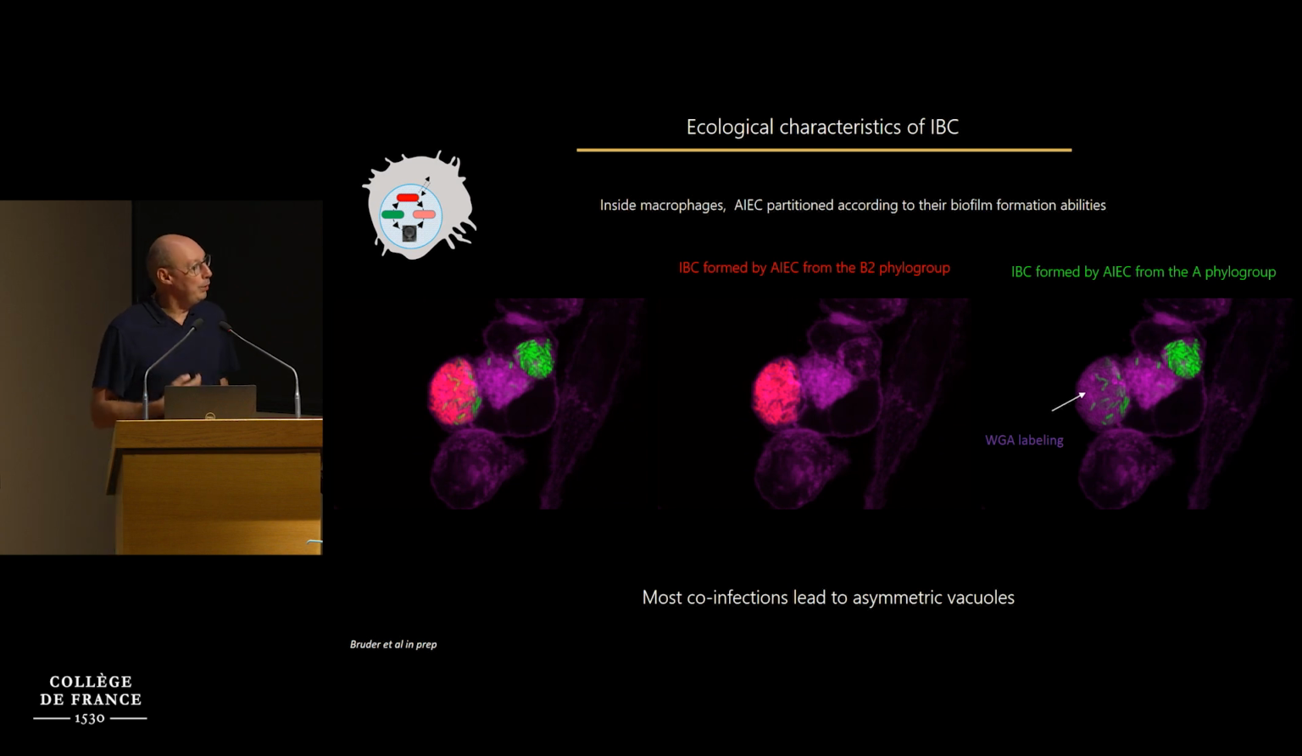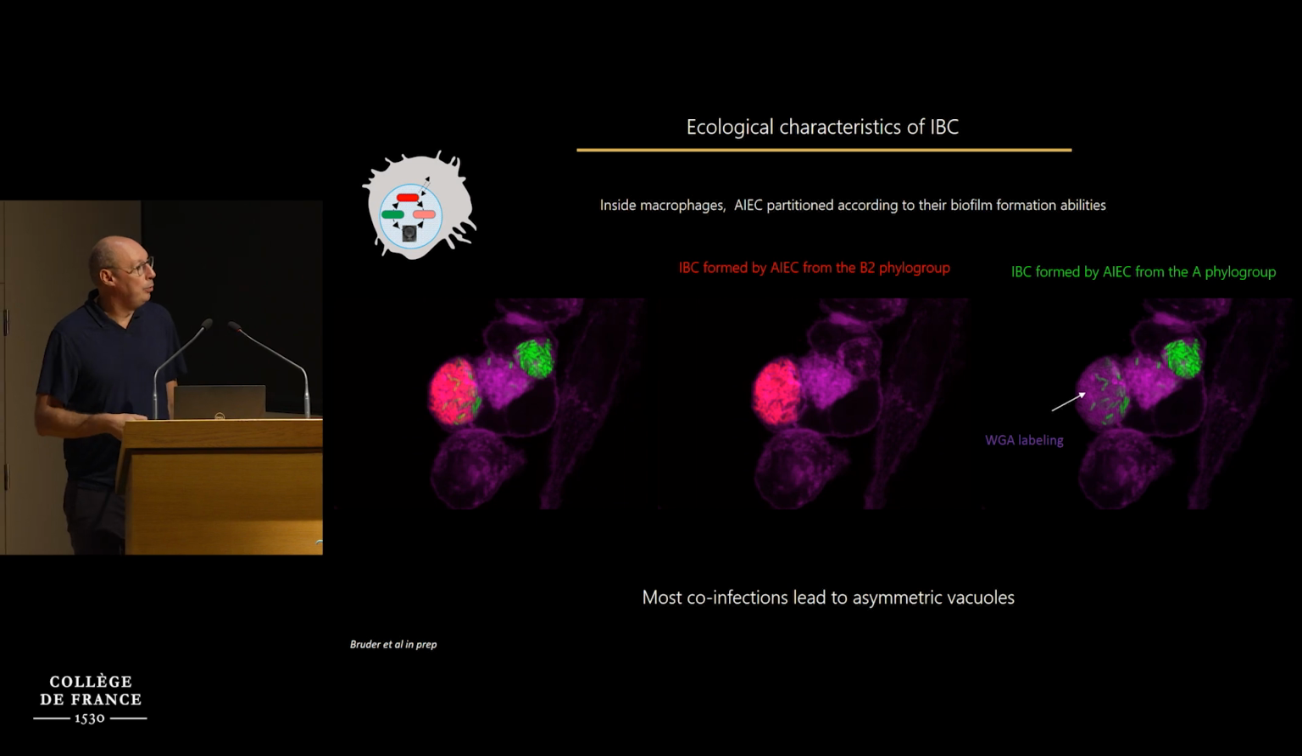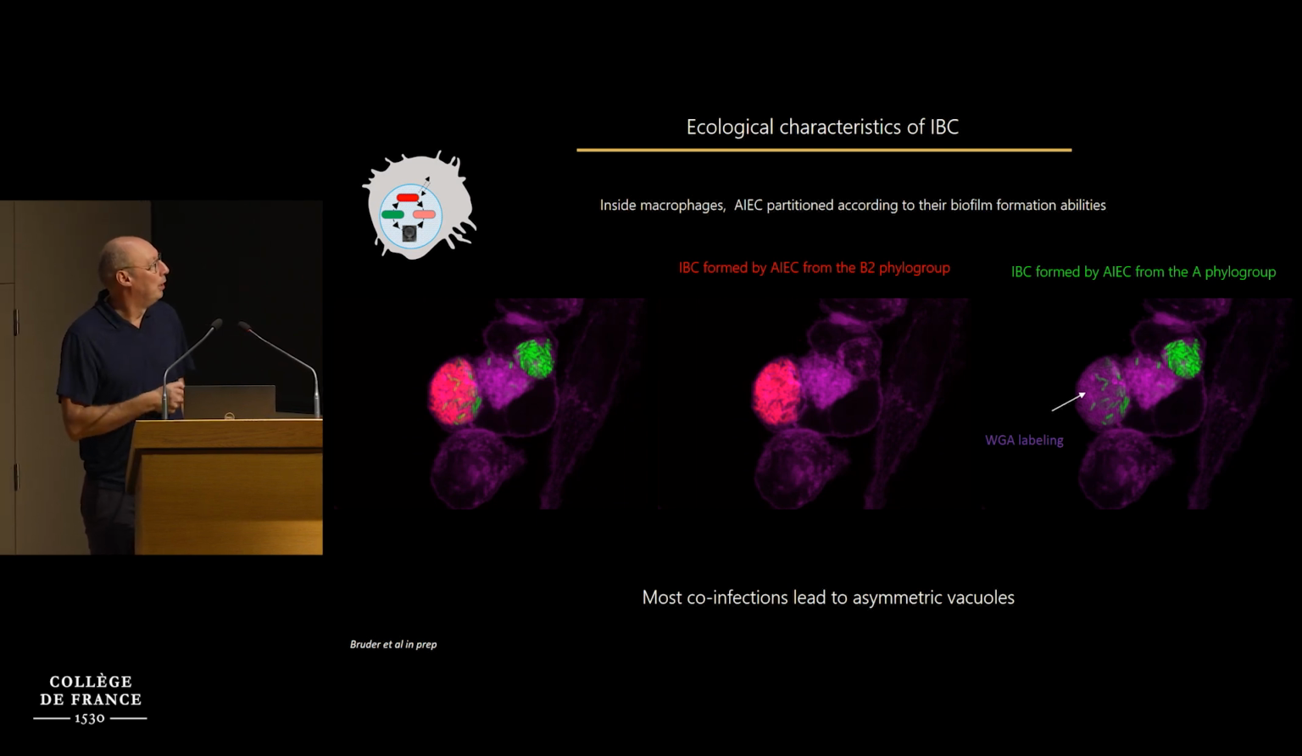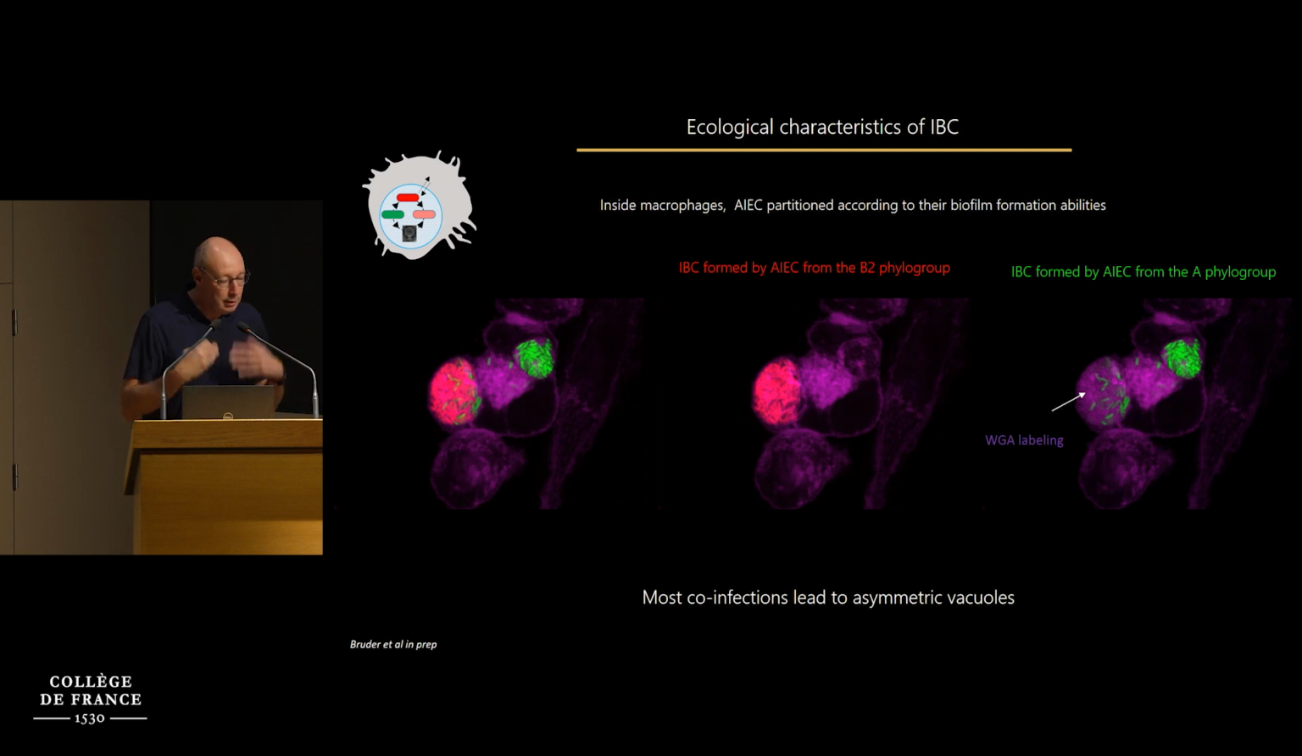And what we observed is that most co-infection experiments lead to asymmetric vacuoles. So either vacuoles that are fully green with no red, or fully red with no green, or with a lot of red but very few green bacteria. And this is well above random distribution of the bacteria.